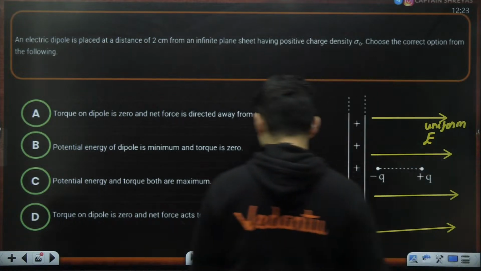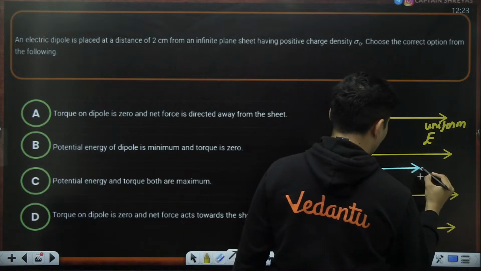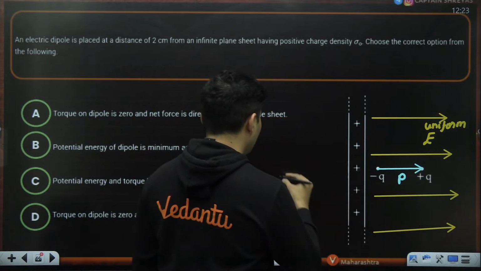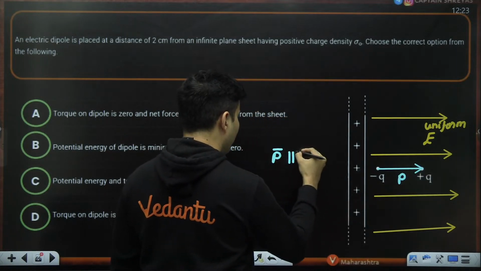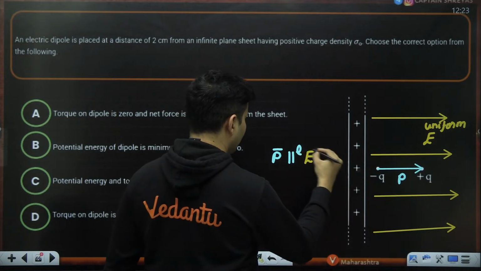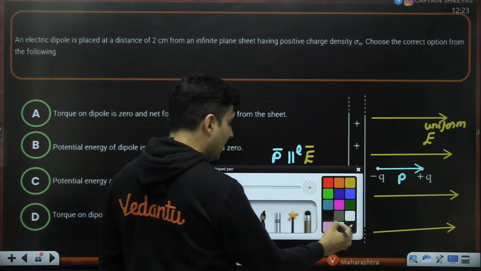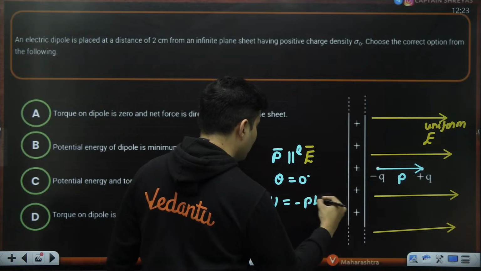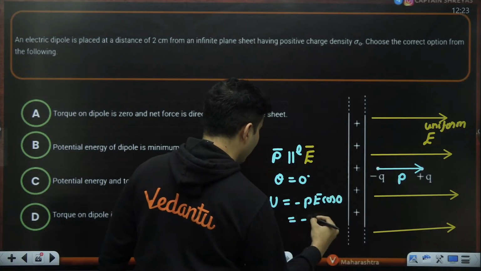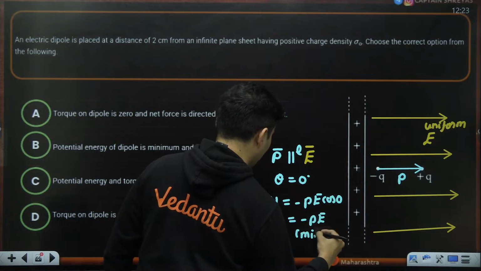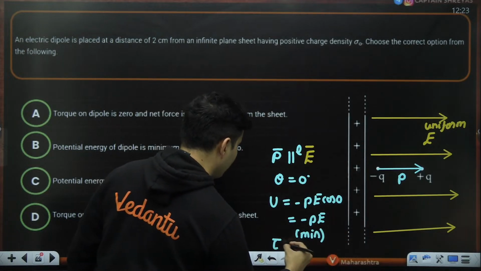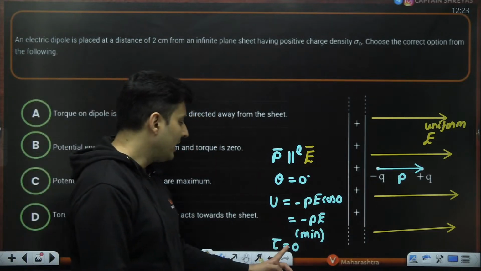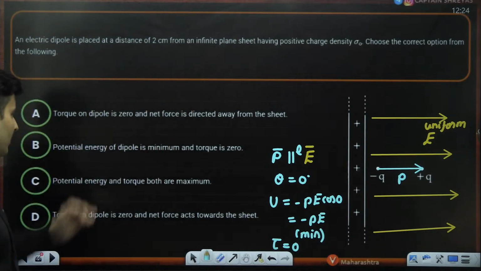So this is the uniform electric field due to that sheet. And if you look at this particular dipole, negative to positive always, so that is your dipole moment. The dipole moment is parallel to the external electric field. That means the angle made is 0 degrees. The potential energy will be minus PE cos 0, which is minus PE, which is minimum, number one. Next thing, the torque will be 0 because P cross E, PE sine 0, will be 0. So it is in equilibrium and it has minimum energy.